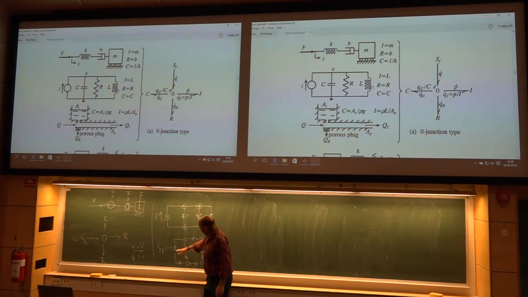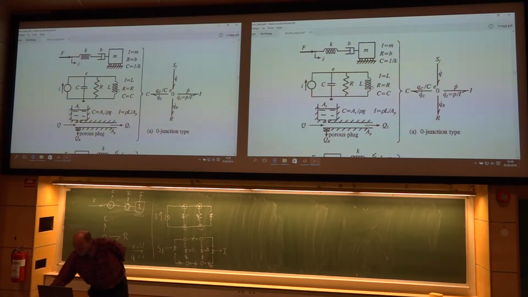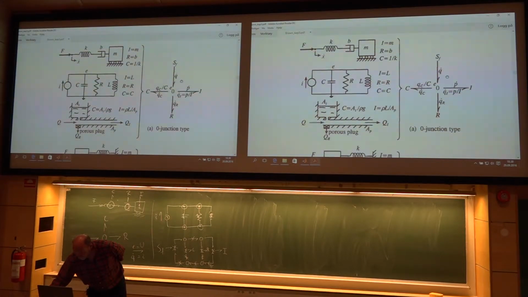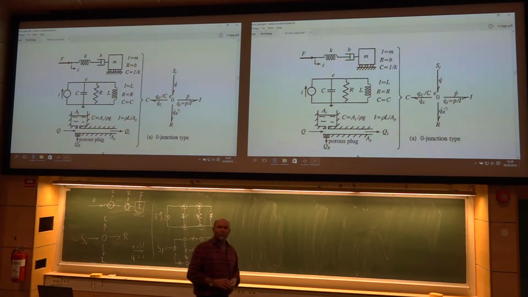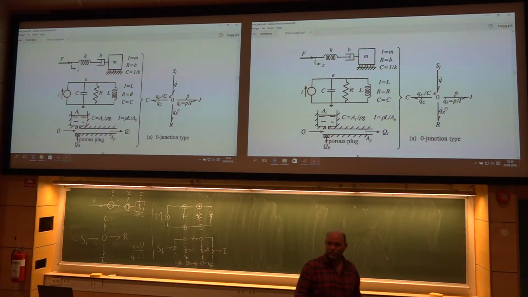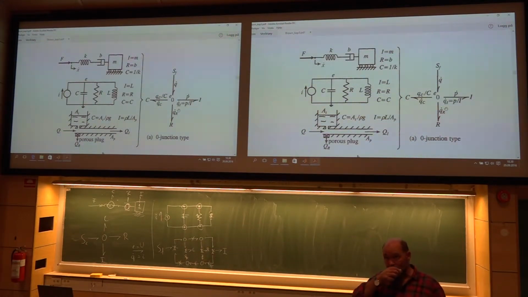You have a flow source hitting 0, and from this 0 you will now have one C, one R, and one I element. So you will have the same image as this one. Any questions to that one? Okay.